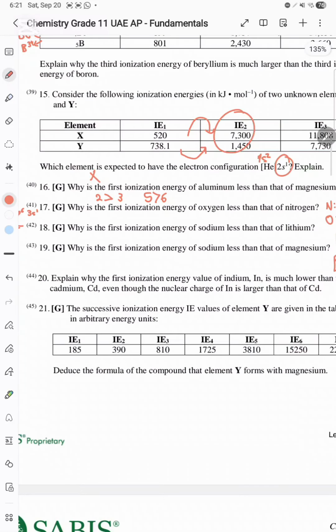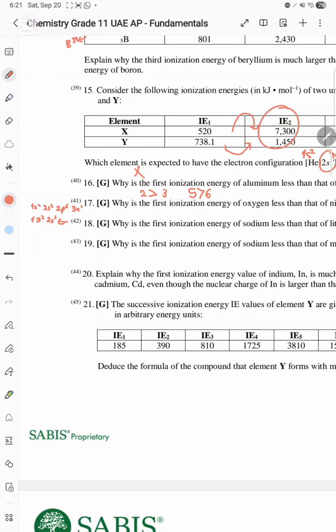And why is the first ionization energy of sodium less than that of magnesium? Sodium has this electronic configuration, magnesium is the same plus one, it's just 3s2. Both of them are in the same period, so they have the same shielding, but Mg has a greater nuclear charge. So the nucleus of Mg attracts the valence electrons more. So you need greater ionization energy to remove them.